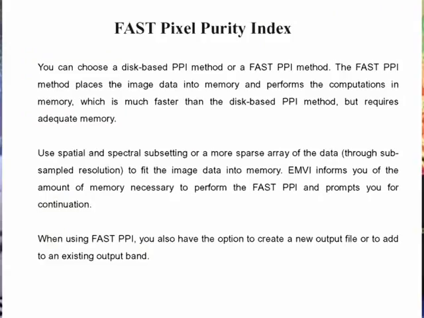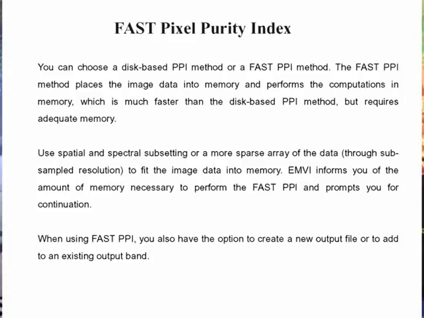Now why are we using the fast pixel purity index? You can choose a disk based PPI or a fast PPI method. The fast PPI method places the image data into memory and performs the computations in memory, which is much faster than the disk based PPI method but requires adequate memory.